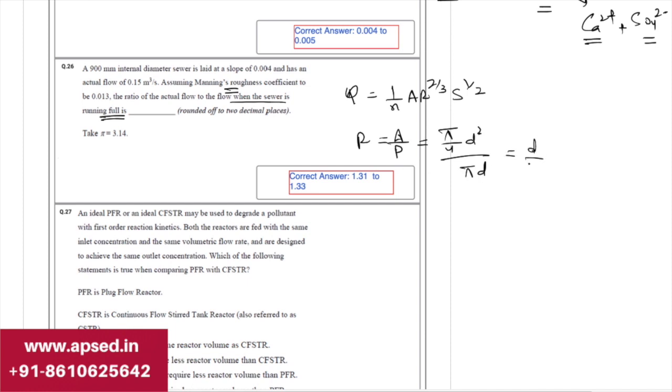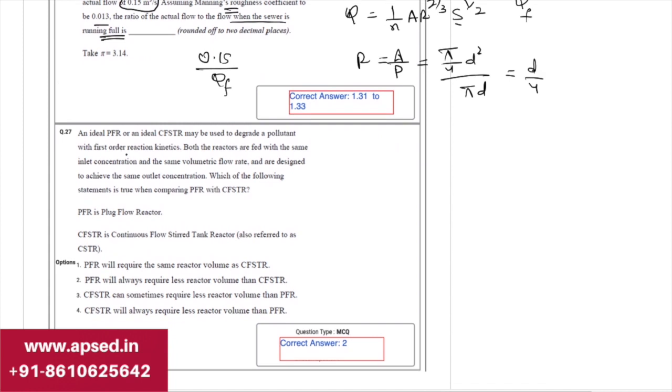So putting R as d by 4 and other values, S is given in the question, N is given in the question, we can obtain the value of Q. So this will be the discharge when the sieve is full. Then the question is asking that this value is the actual discharge and this value will give us the discharge when sieve is full. And then it is asking for the ratio of these two, so 0.15 divided by QF. If we do so, we'll obtain the required answer here.